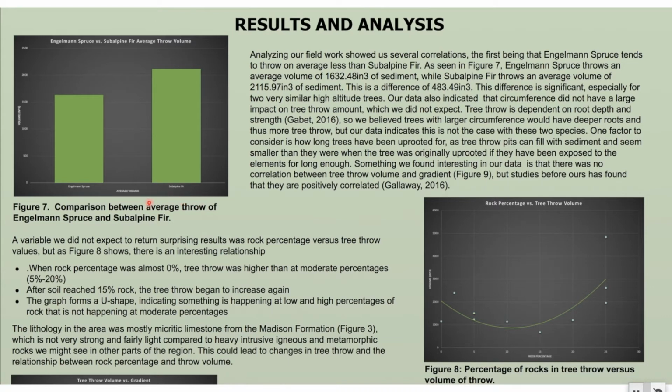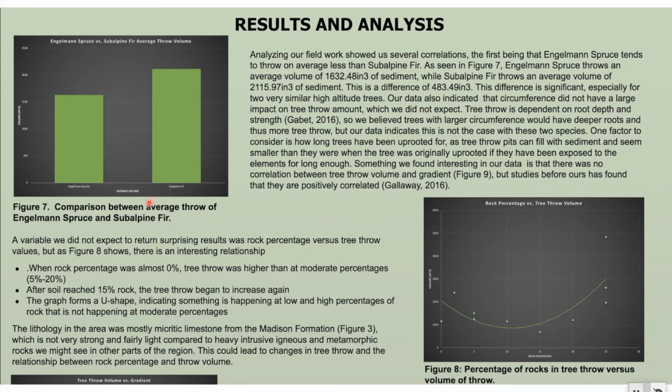So this difference is significant, especially for two trees that are in a very similar environment and grow with similar circumferences, similar heights. So what's actually causing them to throw differently, we're not sure about yet, but if we did have more funding and more time for research, then we'd probably be able to figure it out. But it is a very good start to finding that there are differences between species.